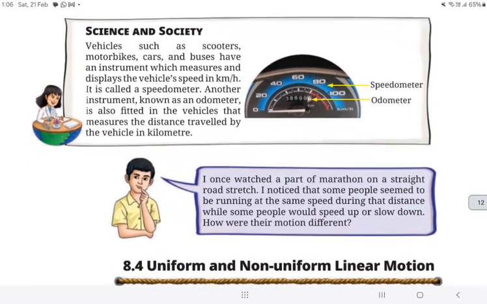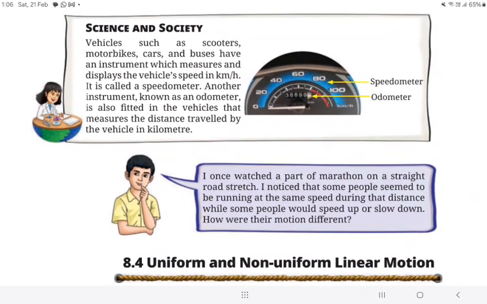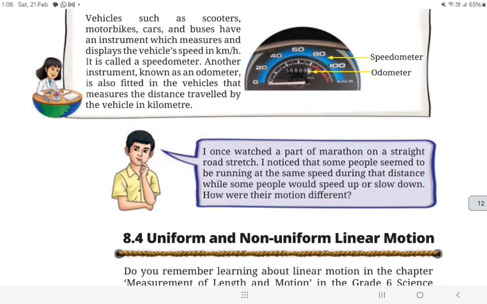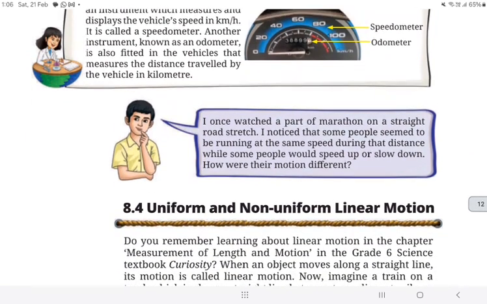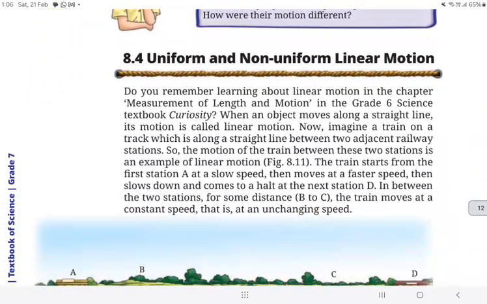There is another instrument called the odometer. Children, when you are sitting with your mothers and fathers in your scooter or motorbikes or cars, you can have a look at the speedometer and odometer. So the distance traveled will be in kilometers.